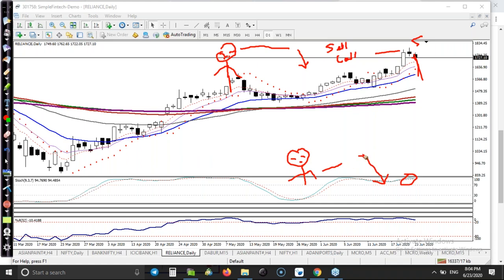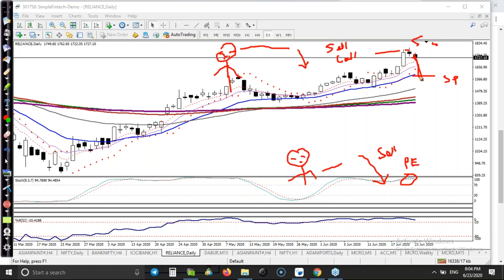And this guy sells put option. Have you seen their views? Have you seen how they are constructing? This guy sells this strike price 1600, and this guy sold a different strike price.